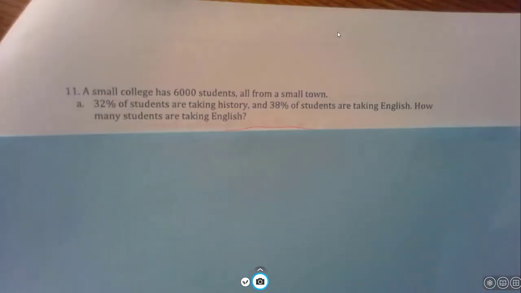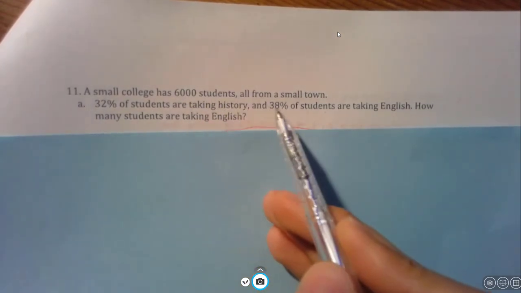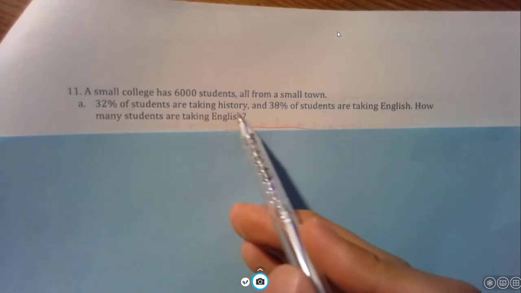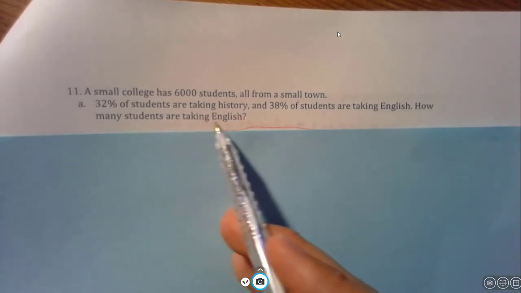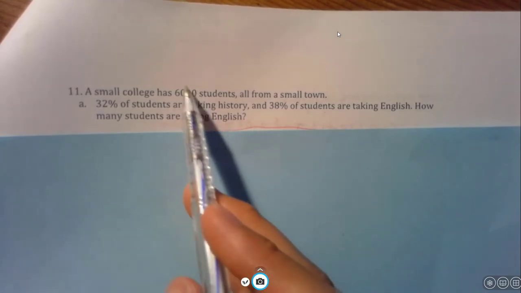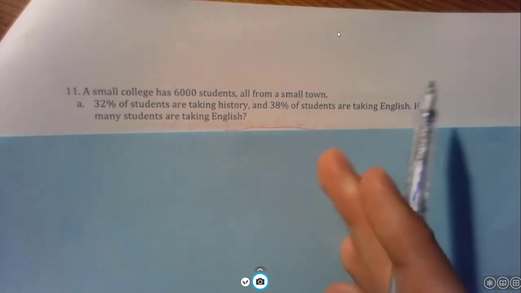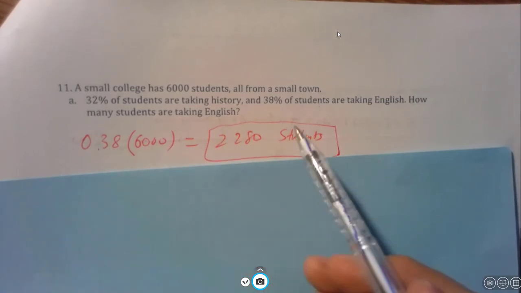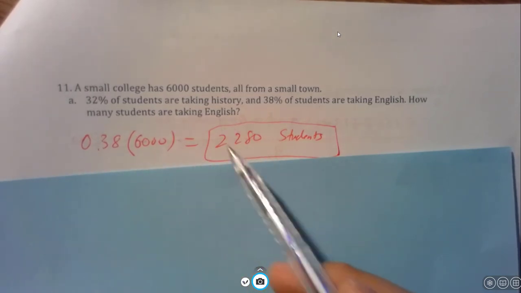Okay, number 11. A small college has 6,000 students, all from a small town. 32% of the students are taking history, and 38% of students are taking English. How many students are taking English? So we know that the total is 6,000 students. Only 38 percent of them are taking English, so we take 38% of 6,000. 38% is 0.38 multiplied by 6,000. So this is the number of students taking English.